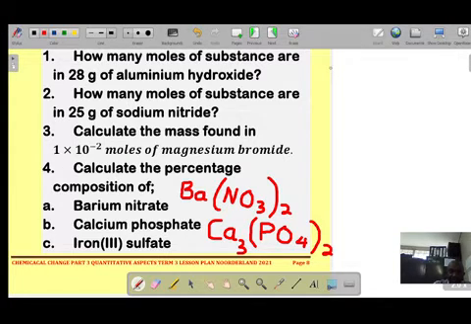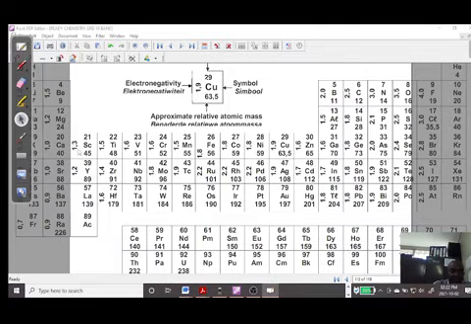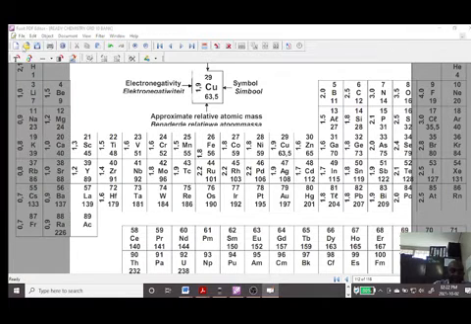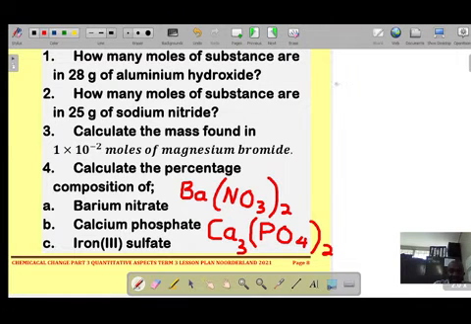Separate it here. What's the molar mass for calcium, by the way? Let's check it out. Calcium is 40. You see there's a 40 here. But how many are there? There are 3, so it's going to be 40 times 3. I'm looking for the percentage composition.